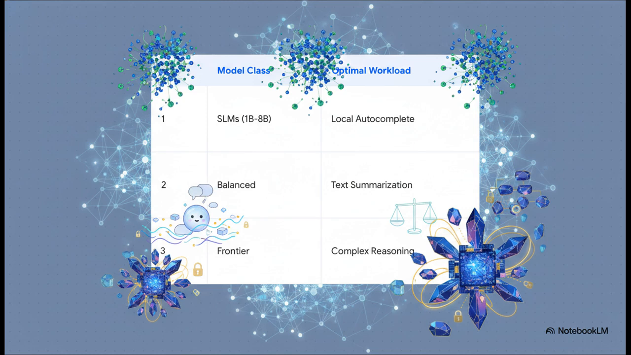Then you step up to Tier 2. This is your balanced medium-cost commercial models like GPT-4o Mini or Claude Haiku. These handle multi-turn customer care agents, text summarization, and drafting. They offer incredibly optimized pricing curves and high agility at just a fraction of a cent per 1,000 tokens.